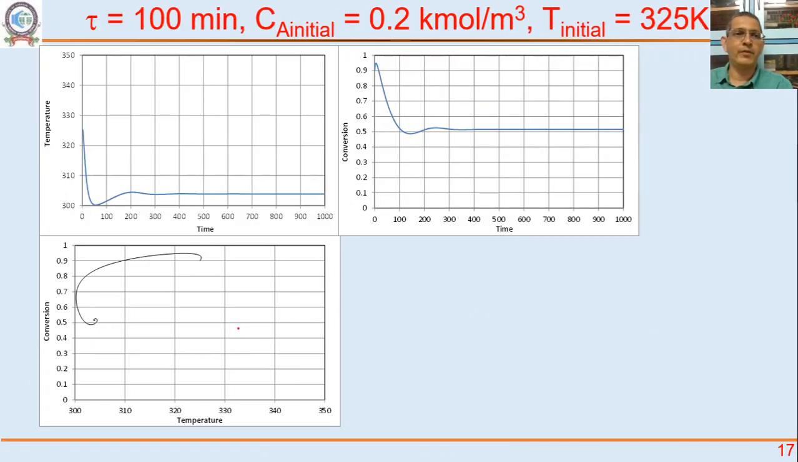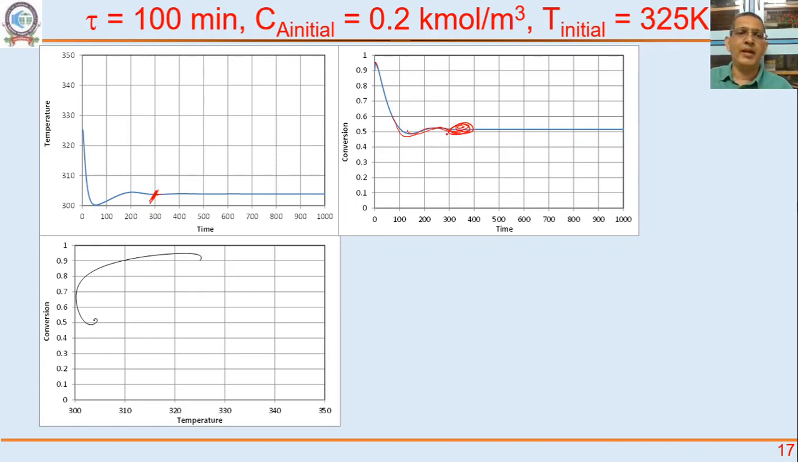Here is what you will find. Look at case 1. Tau is 100. We start with initial temperature 325 Kelvin. It reduces to 300 Kelvin, goes up and reaches a steady state, by something like 300 minutes. In terms of conversion, initial concentration was 0.2, which means we had something like 95% conversion. It reduced and reached a steady state. Some oscillations are there. It reached a steady state somewhere around 300, 350, 400 minutes.